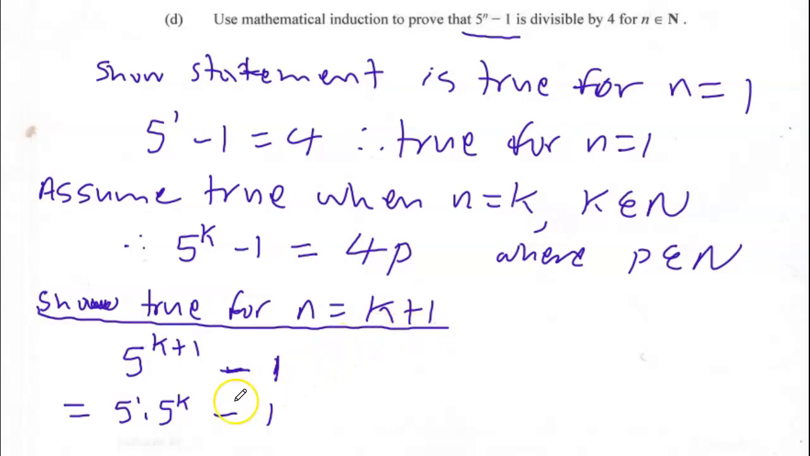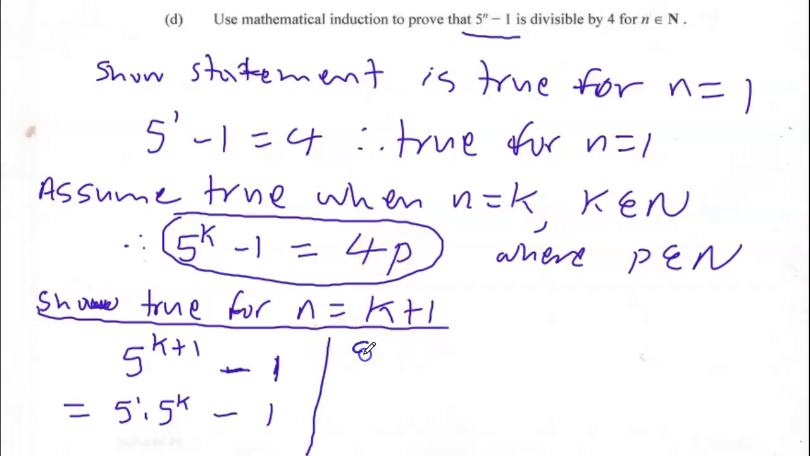5 to the power of k minus 1 equal to 4p, which means that 5 to the power of k is equal to 4p plus 1. If you add 1 to both sides, you will get 5 to the power of k equal to 4p plus 1. So we can do some transposing there, and then we rewrite the 5 to the power of k as 4p plus 1. And then we put our minus 1.